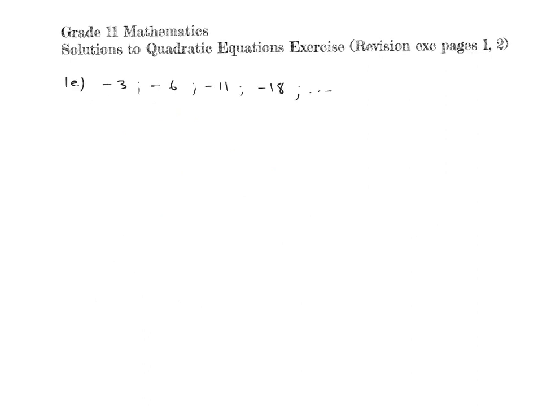Okay, let's look at question 1e. So we've got minus 3, minus 6, minus 11, minus 18. And of course, remember, those negatives will make a difference. So here we go. What do I need to add to minus 3 to get to minus 6? Negative 3. What do I need to add to minus 6 to get to minus 11? Negative 5. What do I need to add to minus 11 to get to minus 18? That will be minus 7.